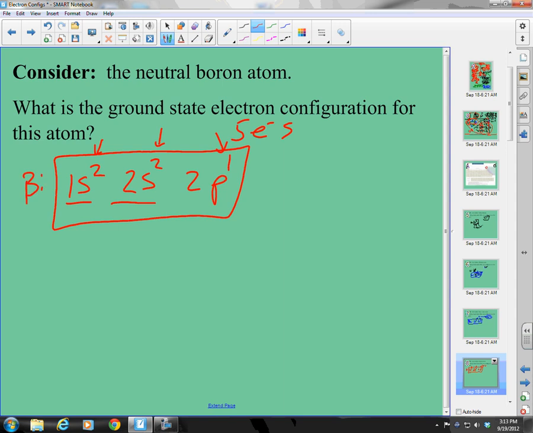Got it? Now, did you see what I said about my p's? I said, hey, when I get to the p's, I really don't have one p, do I? I have a px, a py, and a pz. Each of these can hold 2 electrons, right? So when I group these all together and call them just a p, I can go as high as p6. Got it? And that's why I could go up to a 2p6 before I go into my third energy level. All right, here we go. What's next?